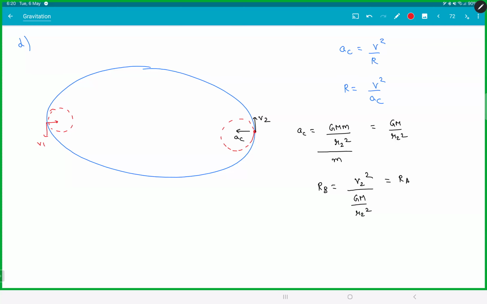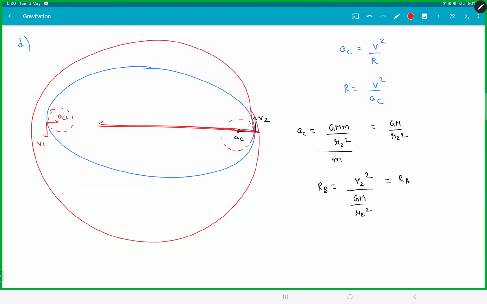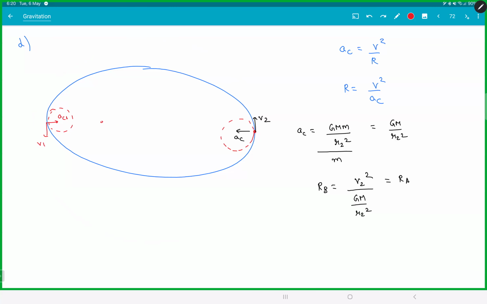This would be v1 and this would be some AC1. The radius of curvature is the same, but this is how you find it. Find the force acting on the satellite at that instant. Force is equal to mass into acceleration, and that acceleration is the centripetal acceleration. Now the most common mistake: people think R2 is the radius of curvature. No, this is not the radius of curvature. R2 is simply the distance between the sun and the planet. Radius of curvature depends on the trajectory or the path.